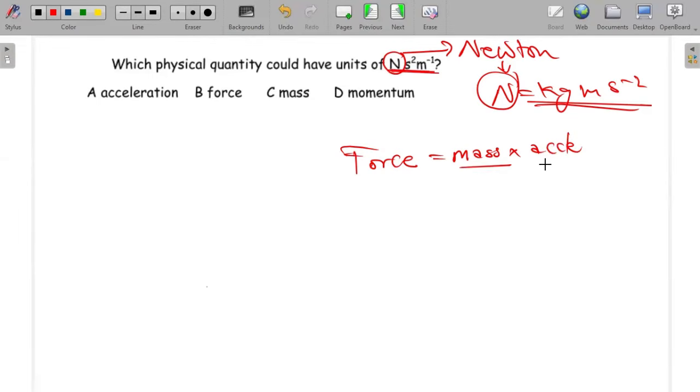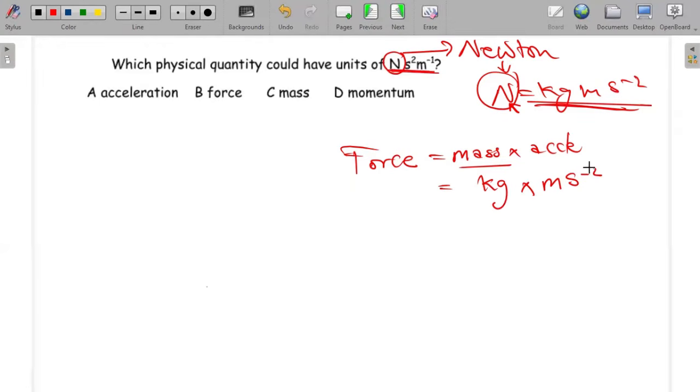So mass has what unit of measurement? Mass has a kilogram as a unit of measurement. Multiplied by, what is the unit of measurement for acceleration? It is meter per second squared. So we are combining these two to get the basic form of the derived unit of measurement, which is the Newton. So when you see Newton, it's the same as kg meter per second squared. That is what a Newton actually represents.